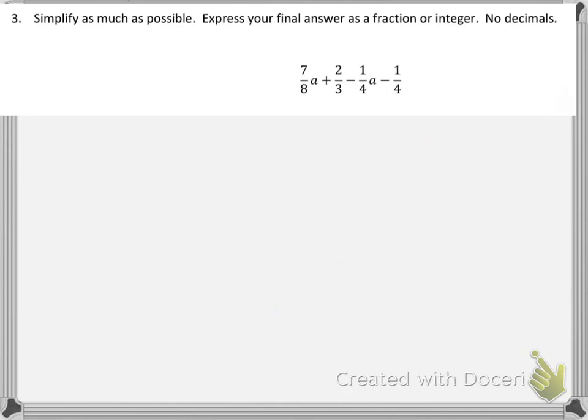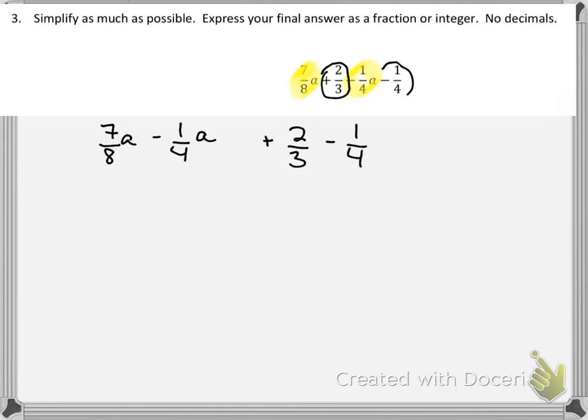This next problem, again, it looks kind of a lot, but then we have to remember we have like terms. So the a terms can be combined with each other. So let's rearrange our furniture. So we have 7/8 a minus 1/4 a. So those are like terms that can be combined. And then we have plus 2/3 minus 1/4, right? Because these are just numbers, they're just fractions. They can be combined.